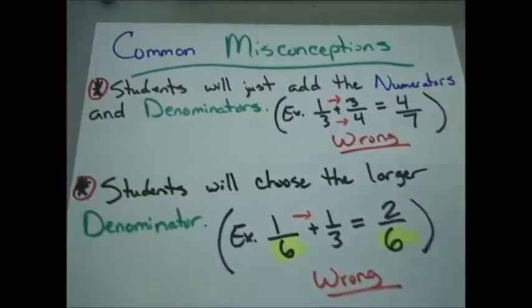First, parents, one of our biggest misconceptions is that our students just add the fractions the way they are. They add the numerators, which are the top numbers, then they add the denominators, which are the bottom numbers, and they get the answer. That is absolutely wrong. Let me point out exactly what I'm talking about.